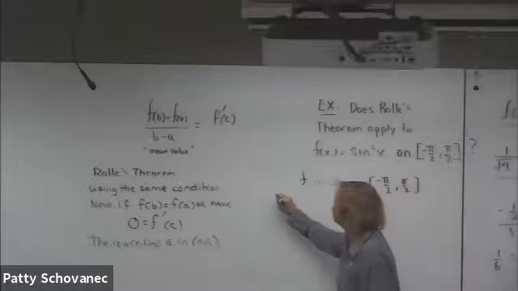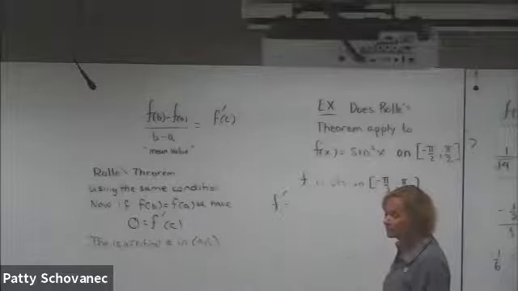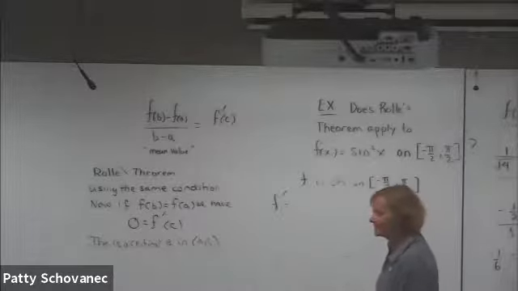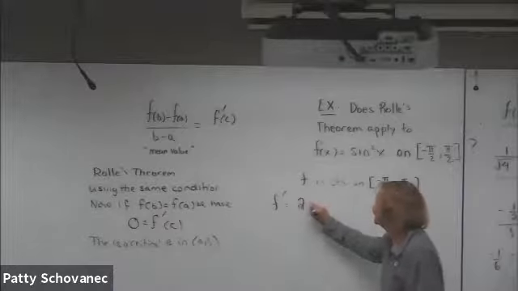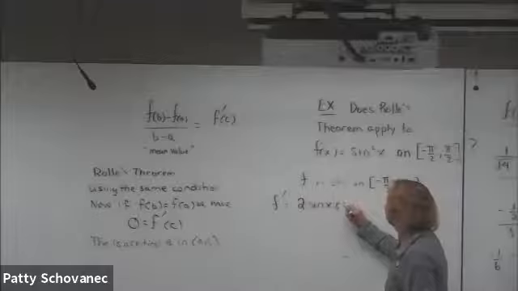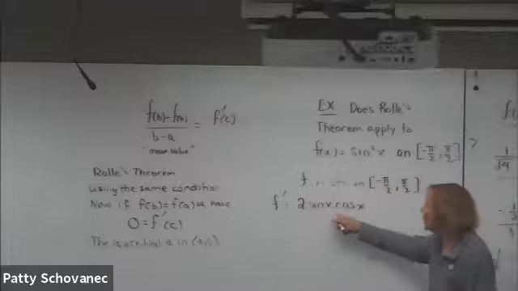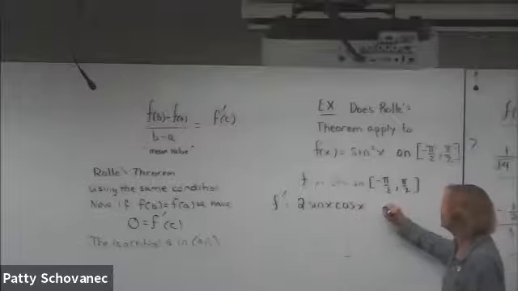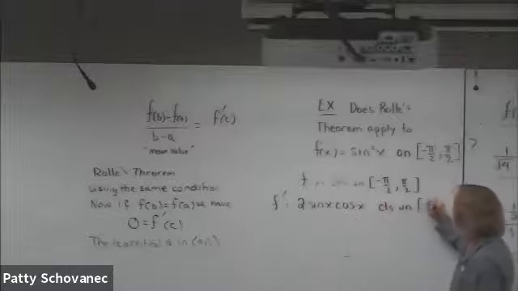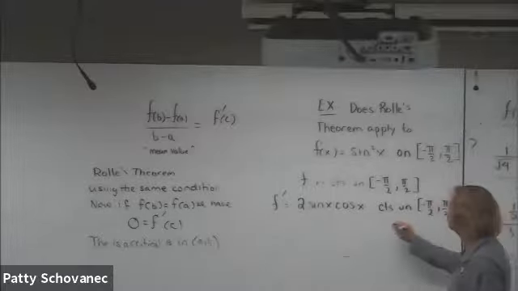Its derivative is what? The derivative of the outside, which is the power, times the derivative inside, which is the cosine. And so that exists everywhere. So that's continuous on minus pi over 2 to pi over 2. So it's differentiable.